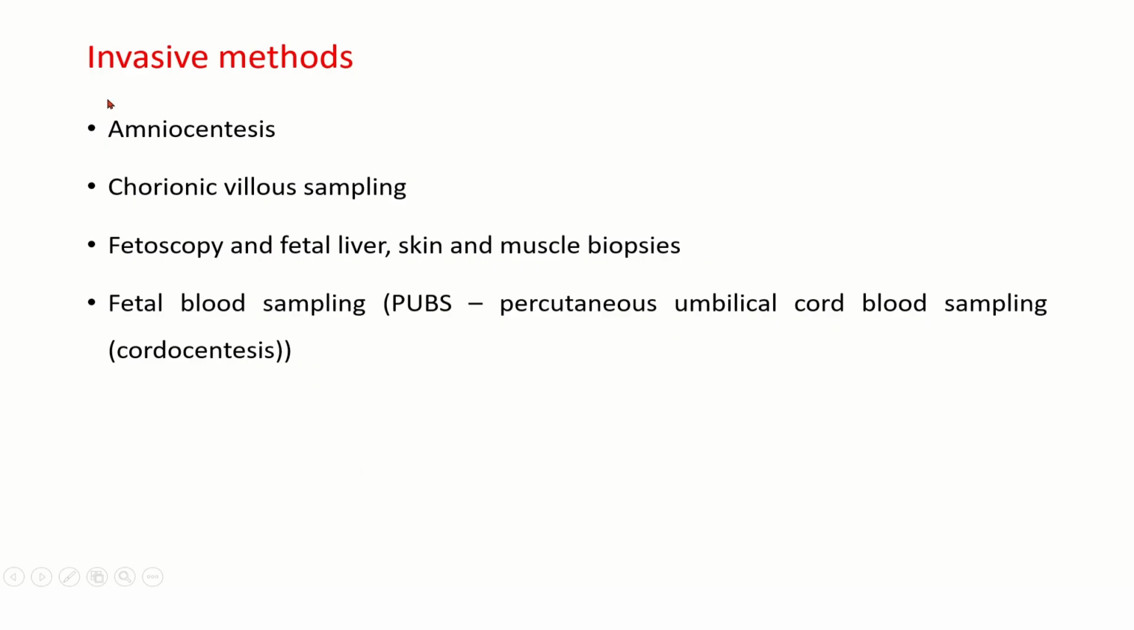Next, you can see here invasive methods, which are extensive invasive procedures, namely amniocentesis, chorionic villus sampling, fetoscopy, fetal liver, skin and muscle biopsies, then fetal blood sampling called PUBS, percutaneous umbilical cord blood sampling, otherwise called cordocentesis. All these are invasive methods.